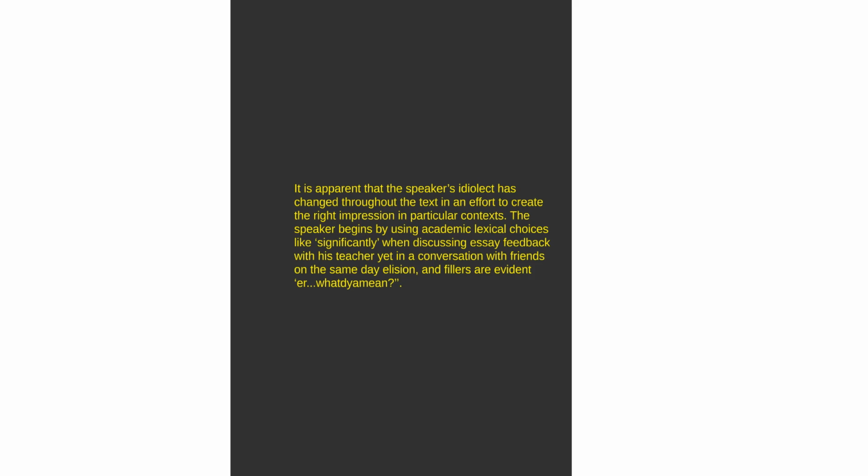Something like, oh, it's disappeared, so I'll just read it to you. It is apparent that the speaker's idiolect has changed throughout the text in an effort to create the right impression in particular contexts. The speaker begins by using academic lexical choices, like significantly, when discussing essay feedback with his teacher, yet in a conversation with friends on the same day, elision and fillers are evident. What do you mean?